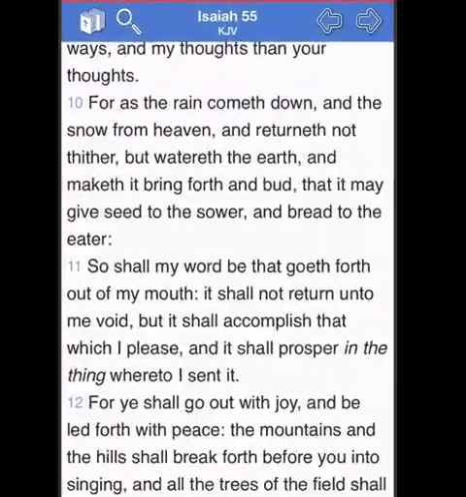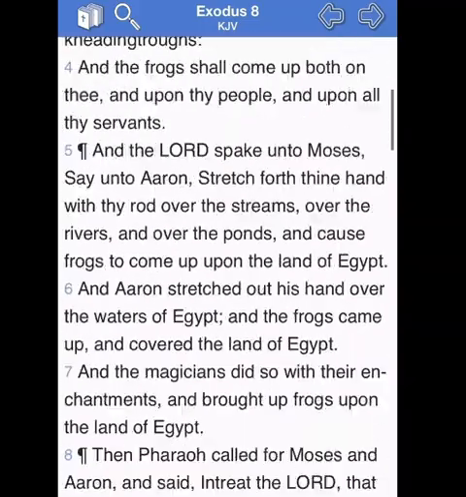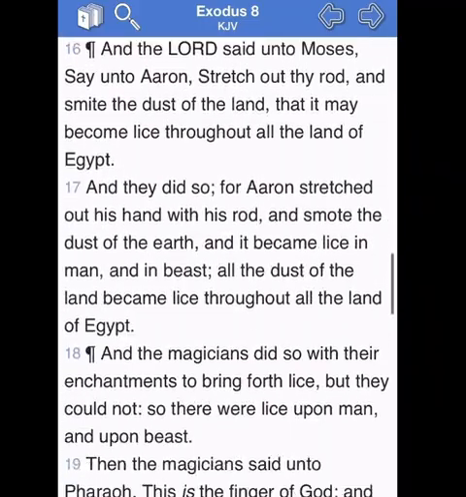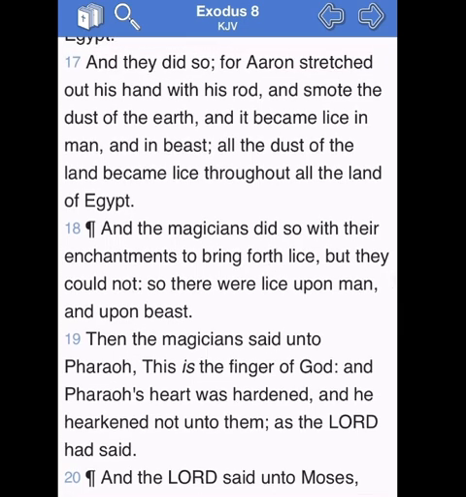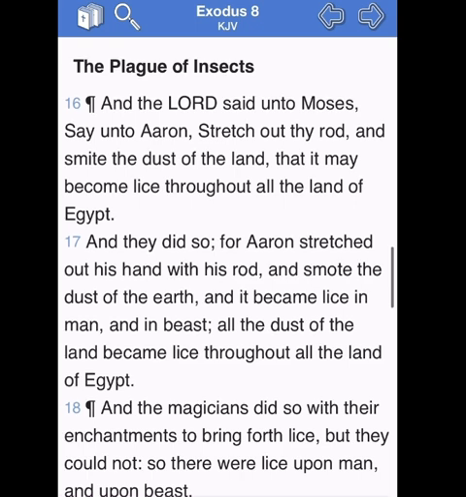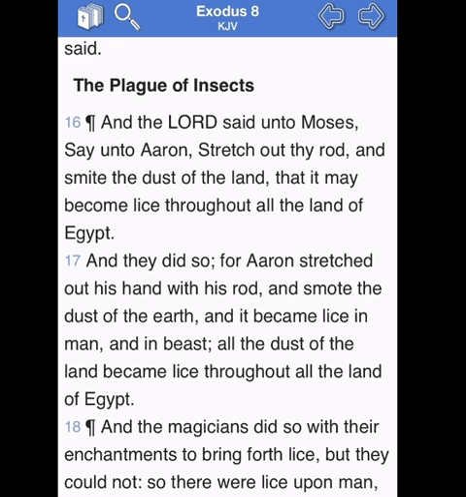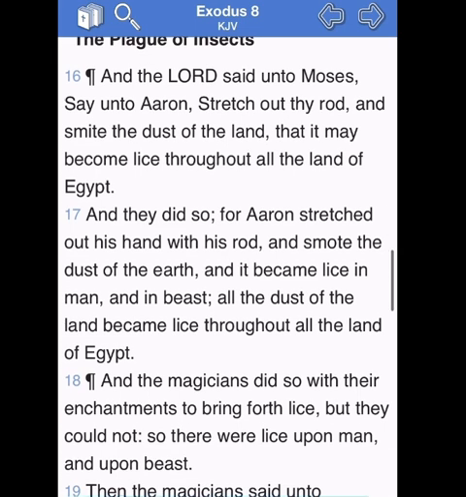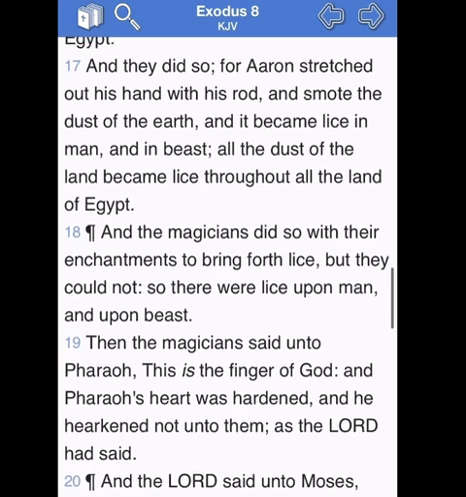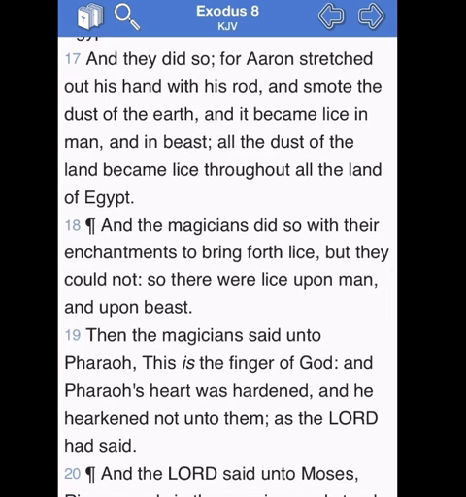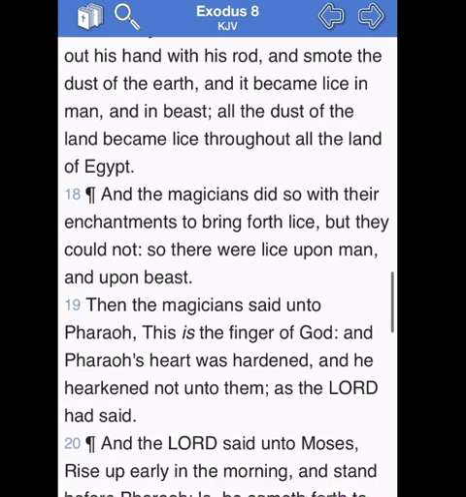This is Shemoth, Exodus chapter 8 and verse 19. And it says, then verse 18, it says, and the magicians did so. Verse 17, verse 16, it says, the plague of insects. And the Lord said unto Moses, say unto Aaron, stretch out thy rod and smite the dust of the land, that it may become lice throughout all the land of Egypt. And they did so, for Aaron stretched out his hand with his rod and smote the dust of the earth, and it became lice in man and in beast. All the dust of the earth, so like all the dust of the land became lice throughout all the land of Egypt.